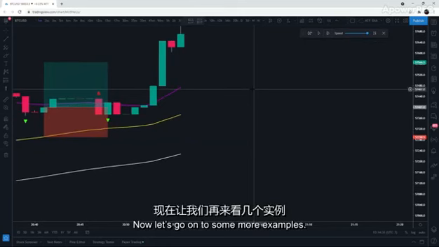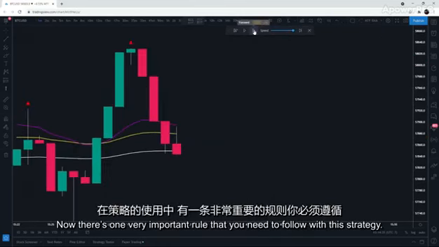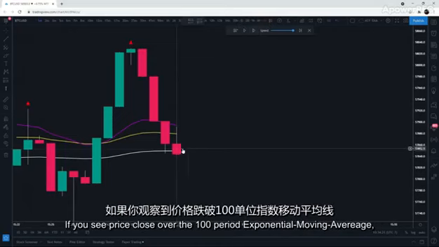Now let's go on to some more examples. Now there's one very important rule that you need to follow with this strategy. If you see price close over the 100-period exponential moving average, you cannot take the next entry signal that's given. Let me show you an example here.